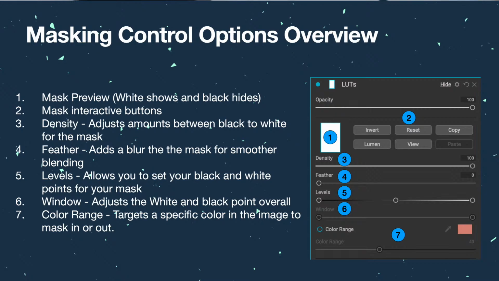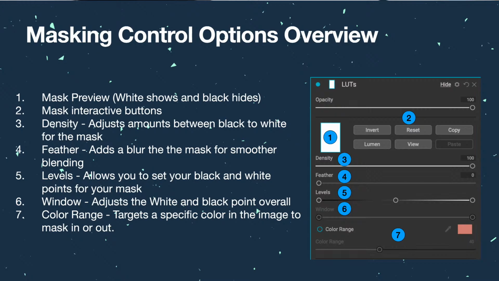Okay, so number two, the mask interactive buttons. Now, these buttons are extremely useful. Every time I make a mask, I'm using at least the copy button or the invert button. And if I make a mistake, guess what? I'm using the reset button. So these buttons are extremely helpful, so I recommend you get familiar with using them. And we'll even talk about the Luminosity button because that's a very cool one and it'll come in handy as well.